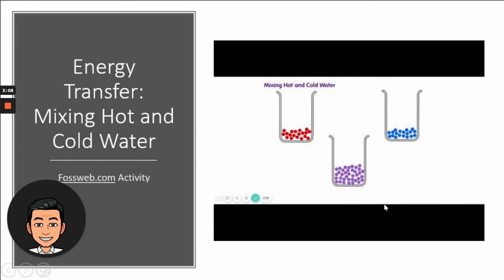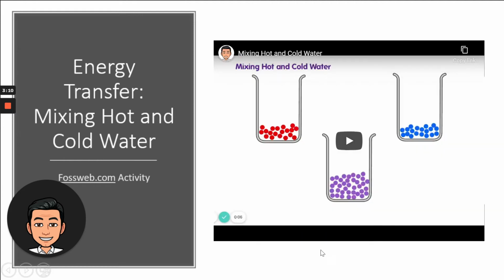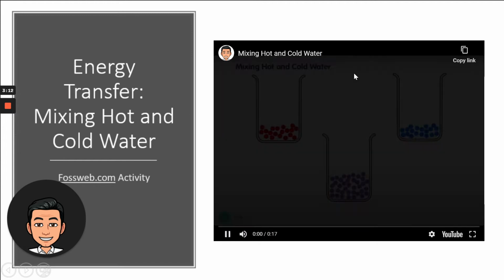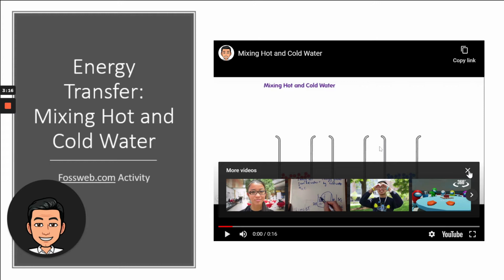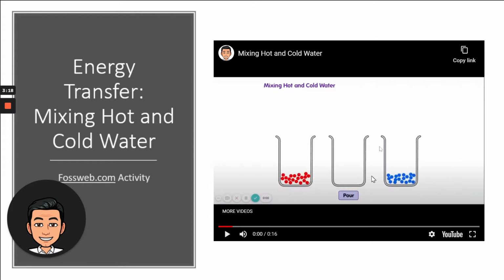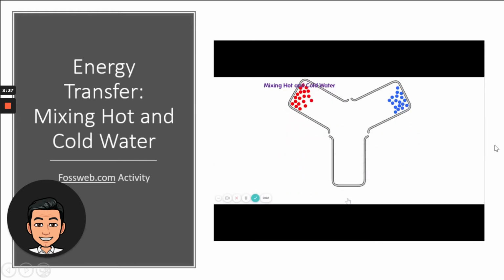I want you guys to think about what this video shows, and let me get it started here for you. So what will this mixture look like? We have hot water on the left, and we know it's a liquid. We have cold liquid on the right, and that's why they're blue. Now, what's going to happen is we're going to mix them together. So what's going to happen at that particle level? What happens when we mix hot and cold together? Let's take a look.